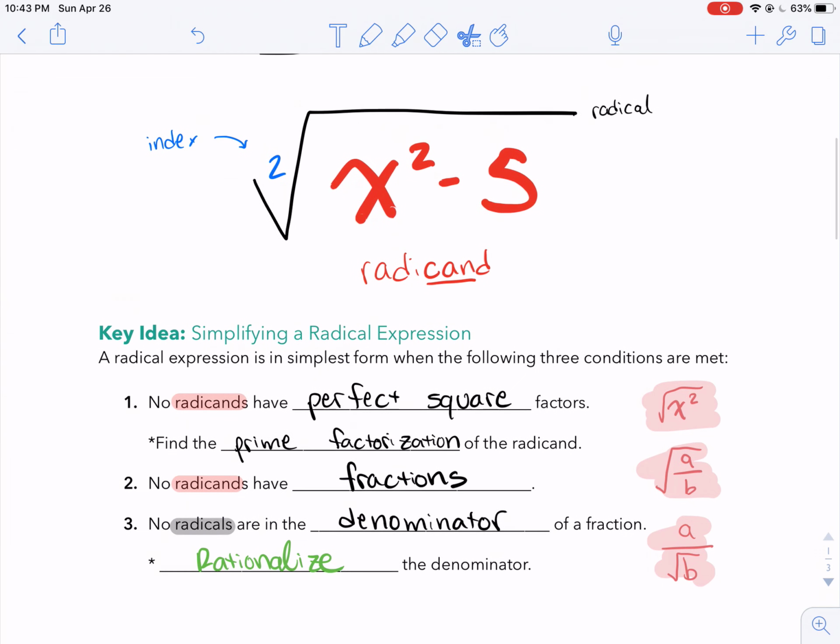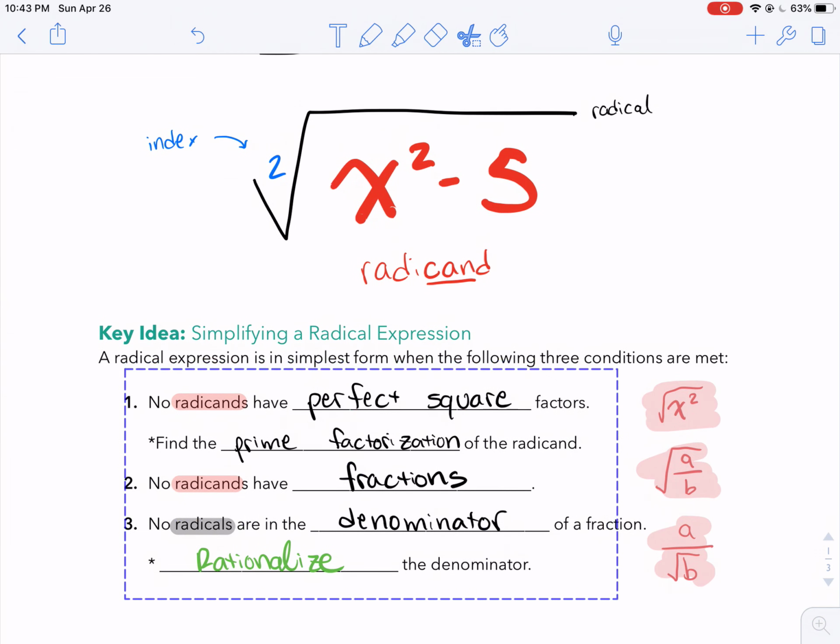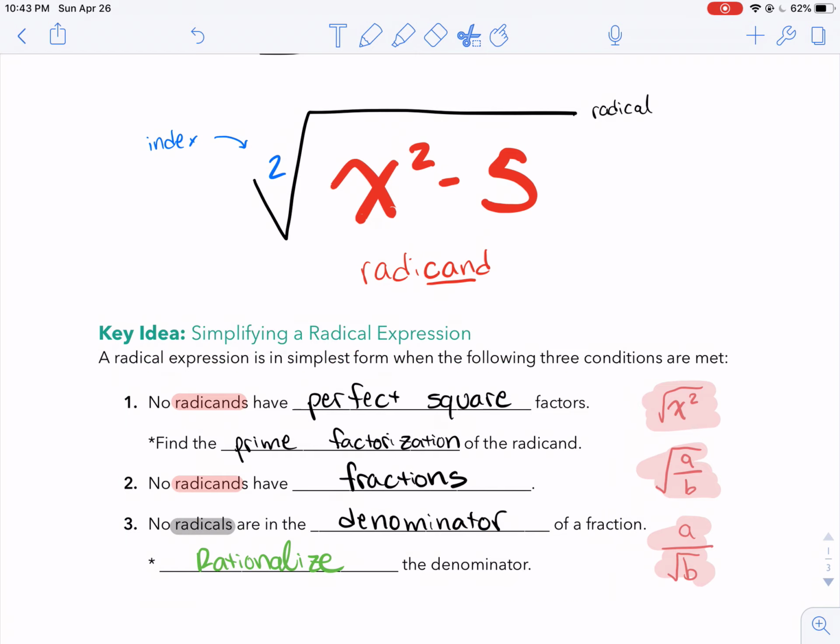On your homework, make sure each of these is true, and you will have your correct answer. Enjoy the process.